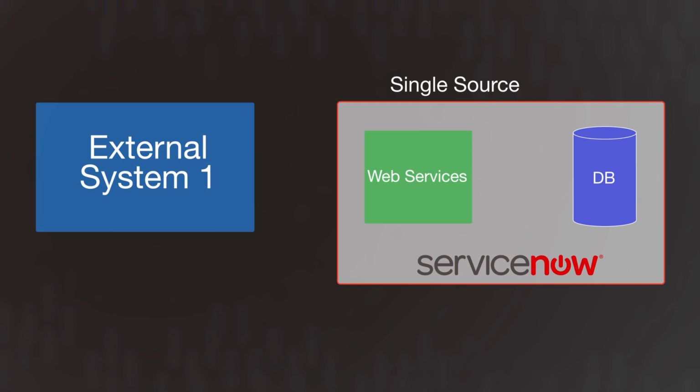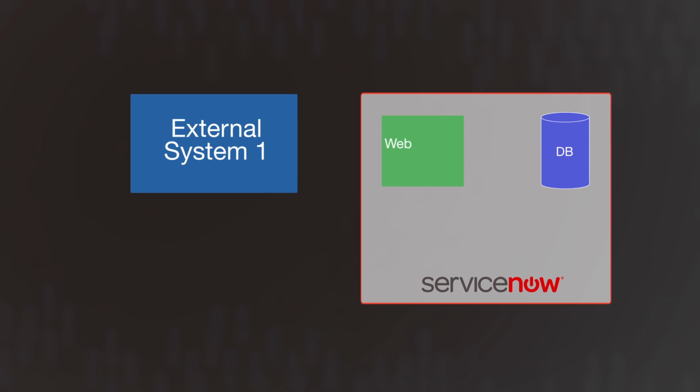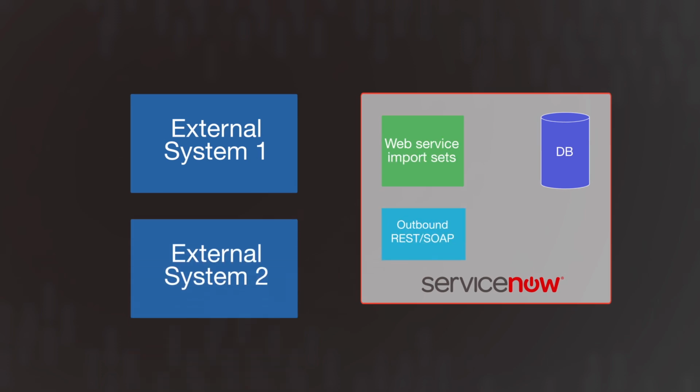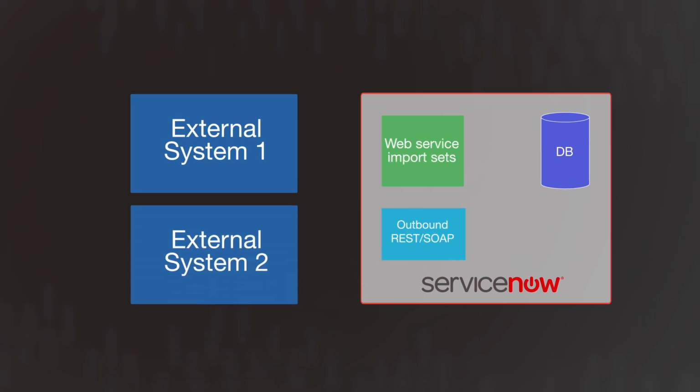Here's a more complex integration use case. An external system uses the ServiceNow instance as a single source of record. When a web service triggering event occurs on the external system, the ServiceNow instance gets user data from another external system, merges it with the existing data, and then creates, updates, or deletes a record on the problem table. Here are the players in this scenario.